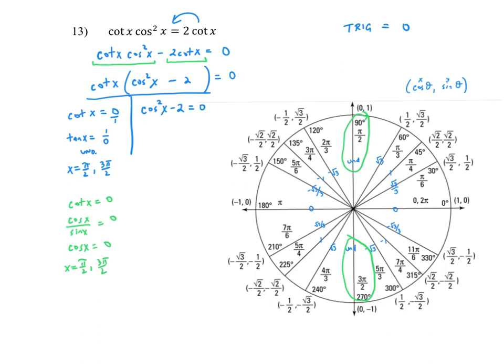On the other side, set your factor equal to 0, and we'll have to use the square root method here. Cosine squared of x equals 2. Square root both sides. Cosine of x equals plus or minus root 2. That means cosine of x equals plus or minus 1.4-ish. That's impossible. There are no angles where the cosine value is 1.4. So over here, we can reject this side. Remember that cosine values are in between -1 and 1, so 1.4 is out of bounds.